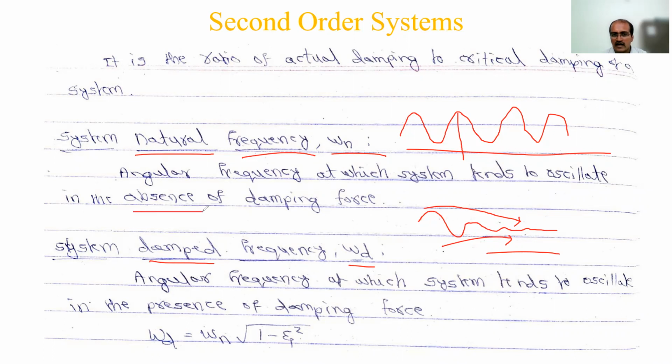Both are similar; here absence of damping force, there presence of damping force. Its equation is given as omega d equals omega n times the square root of 1 minus zeta square. This is the relationship between natural and damped frequency. Remember this equation; the derivation is not needed. Now if the damping zeta is 0, the square root of 1 means omega d equals omega n. So in the absence of damping force, it is equal to the natural frequency. If damping is applied, it is called the damped frequency. So see the difference.